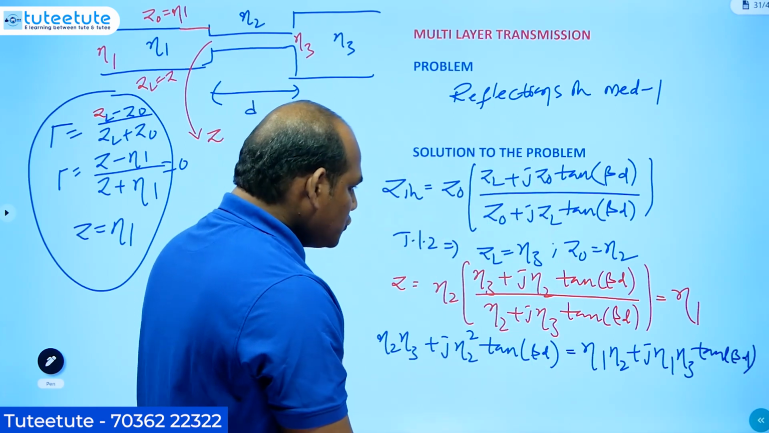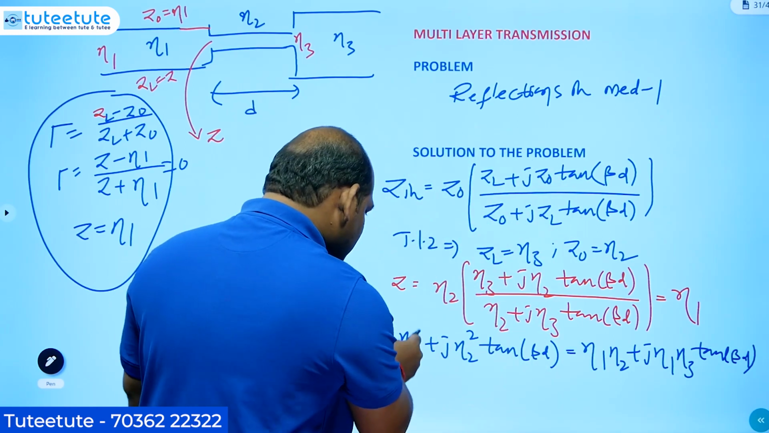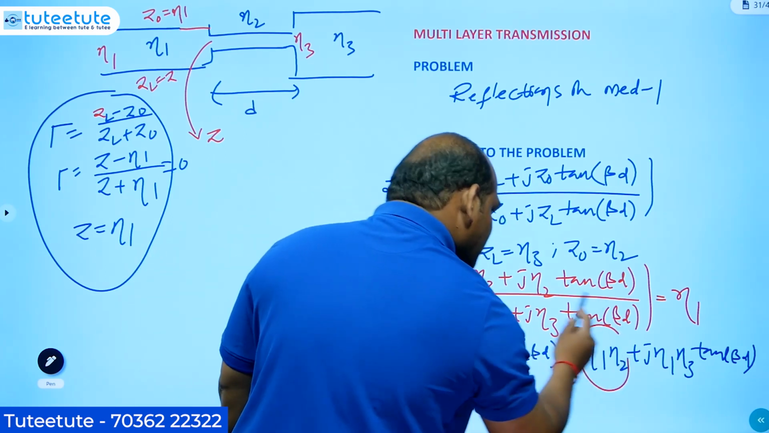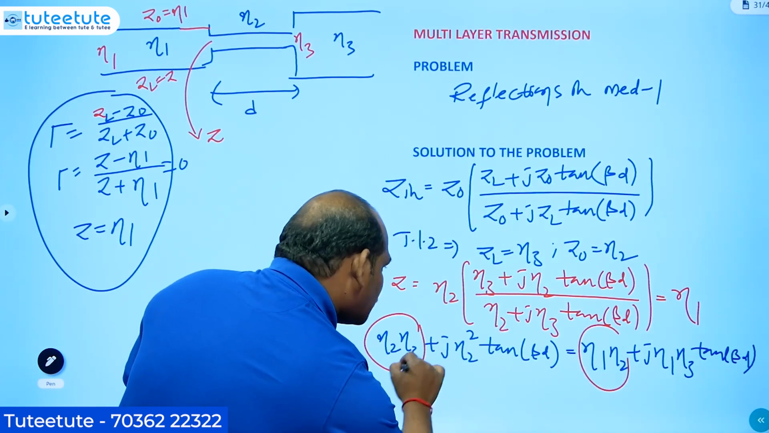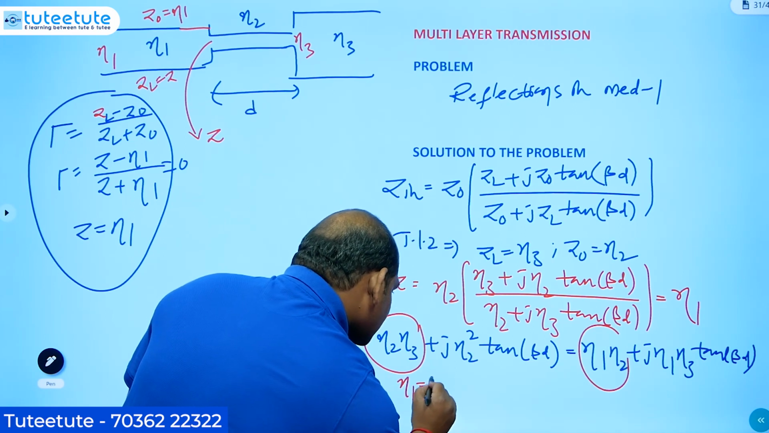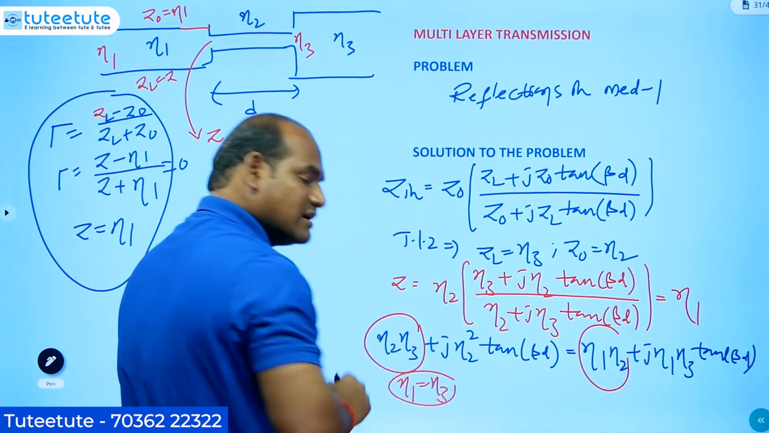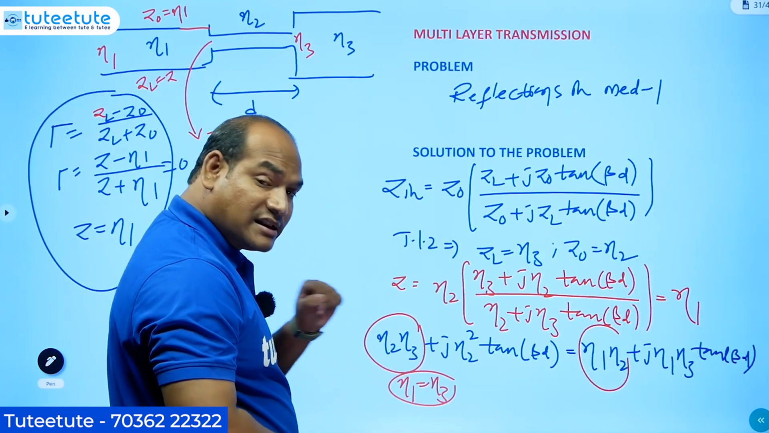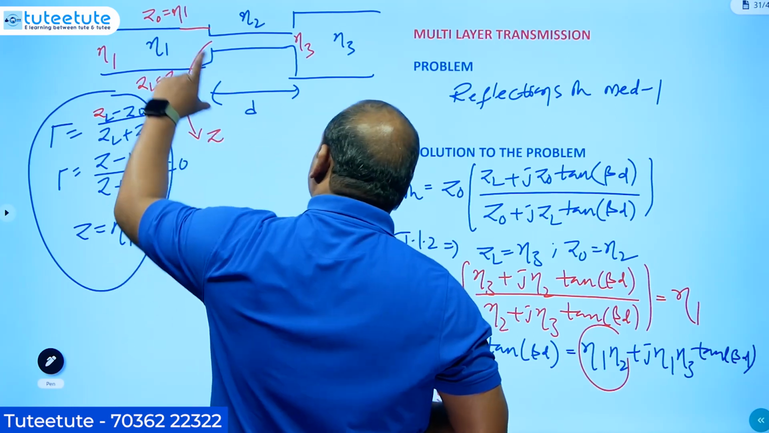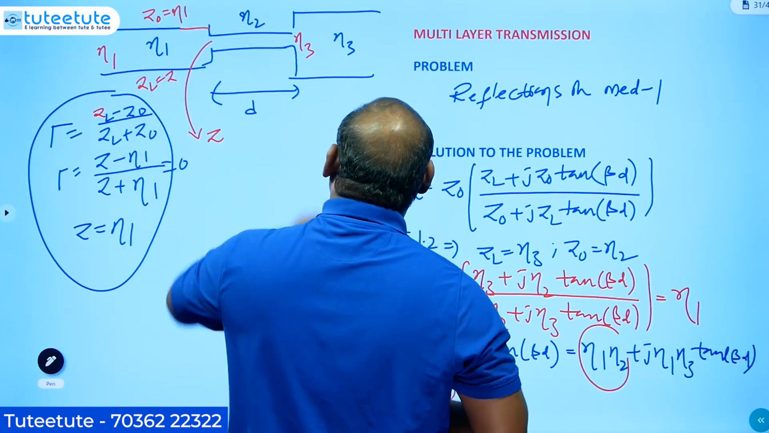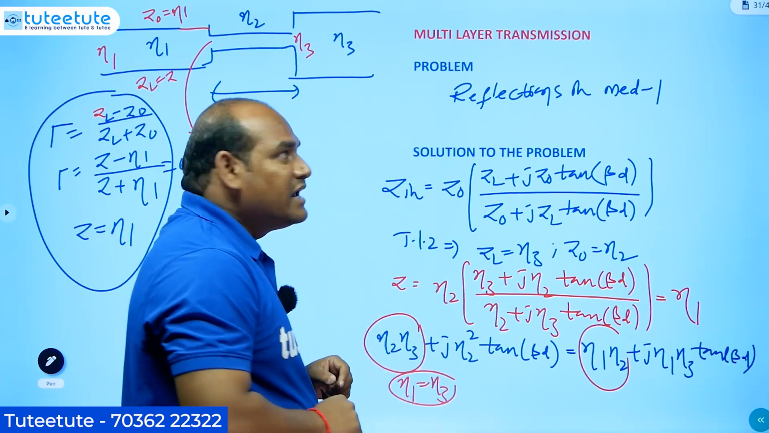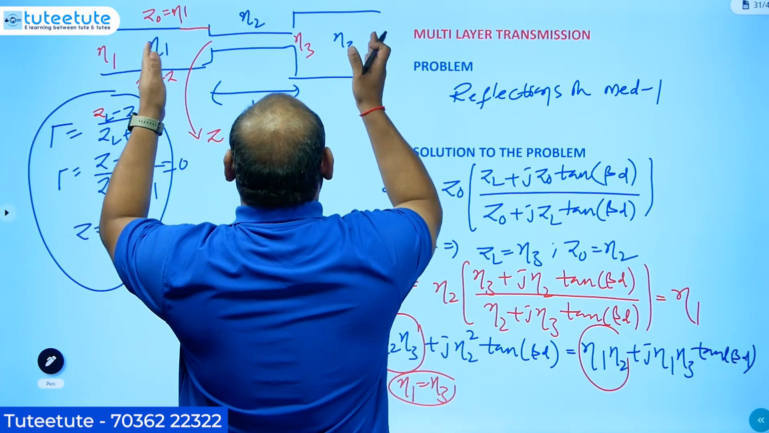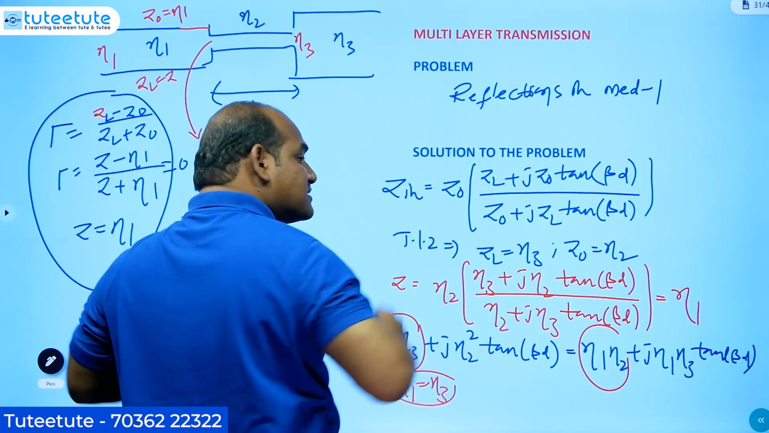So equate real parts. What will you get? Eta 2 will be cancelled. Eta 1 is equal to eta 3 you will get. What is the meaning of this? Eta 1 is about transmission line 1, eta 3 is about transmission line 3. These two impedances are the same. That means these two media are the same media.